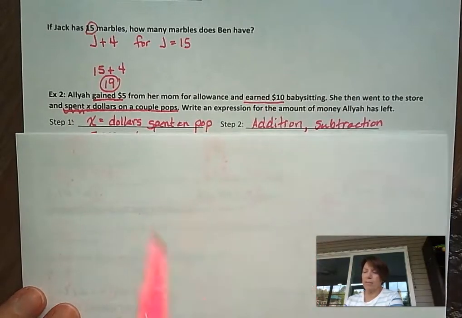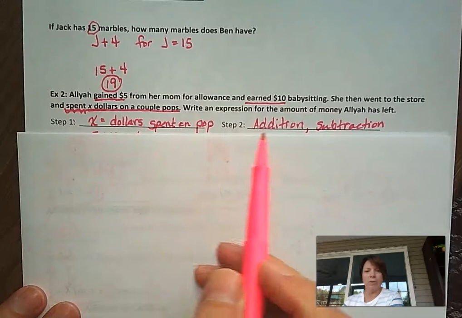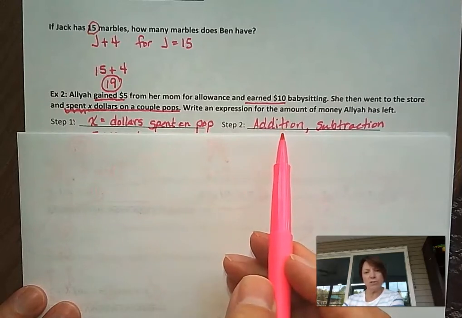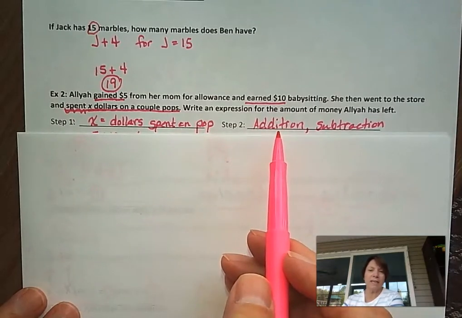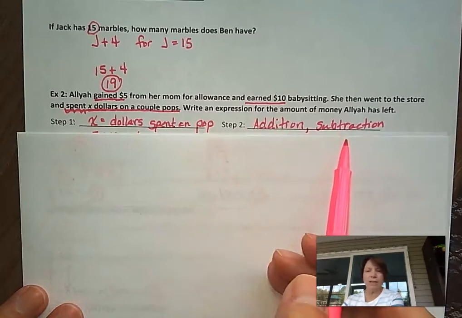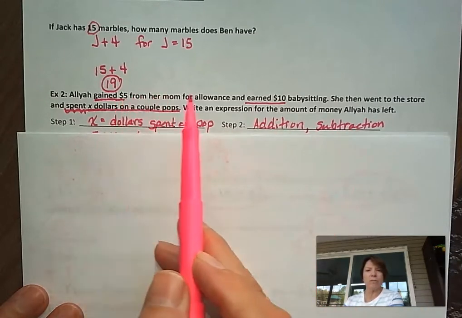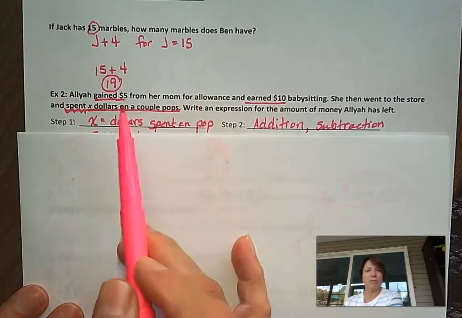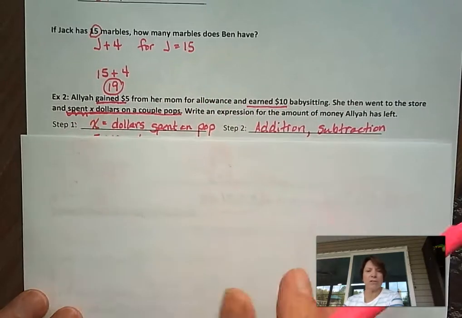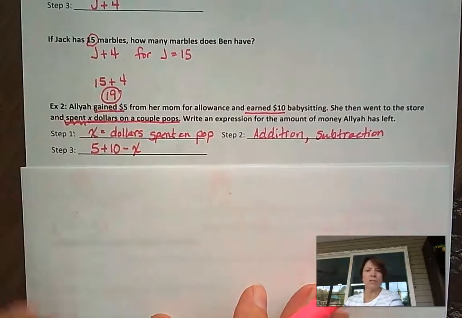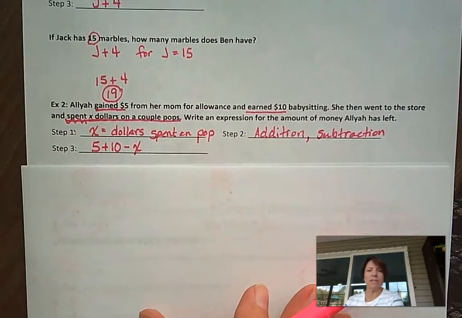So we've got X is the dollars spent on pop. We'll have to do some addition first to find out how much she gained altogether, gained and earned, and then we'll subtract what she spent on the pop. So we'll do our $5 plus our $10, and then we'll subtract our X dollars. And so our expression is 5 plus 10 minus X.